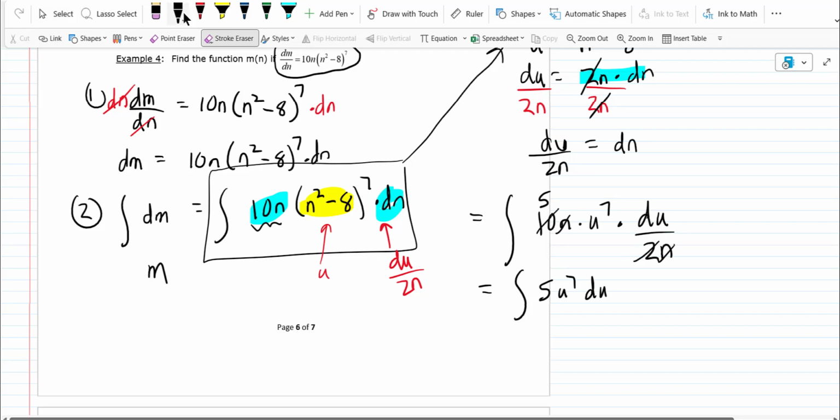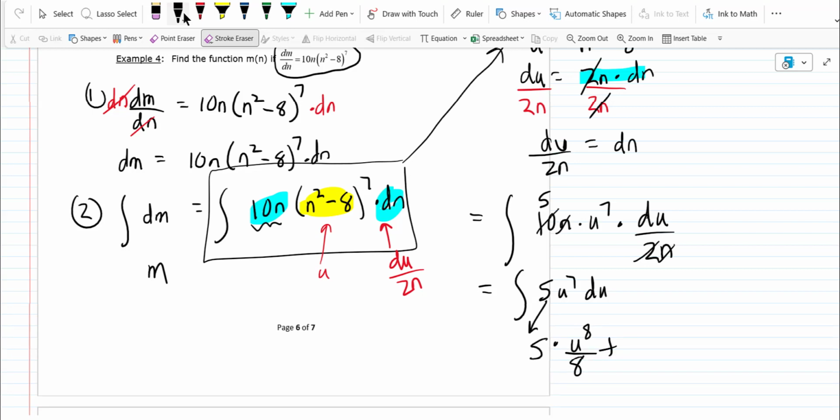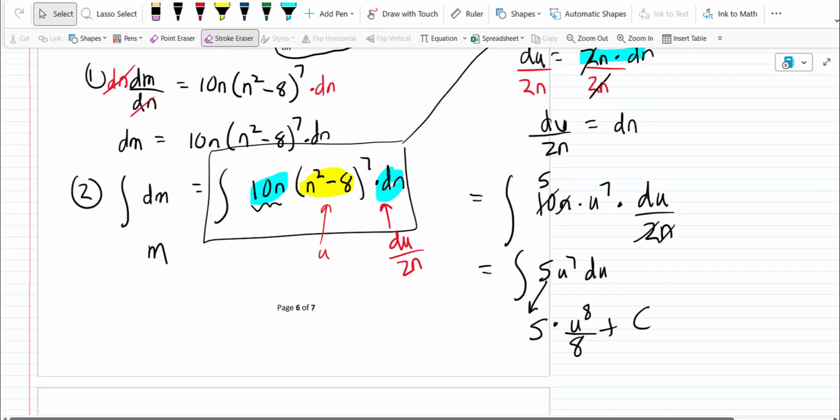Now you can do this in your head. 5 is a constant, it comes down. The antiderivative of u to the 7th is u to the 8th over 8. And then you got plus c. Again, that's when the du disappears because you've done your antiderivative. So you end up getting on this problem 5/8 u to the 8th plus c.